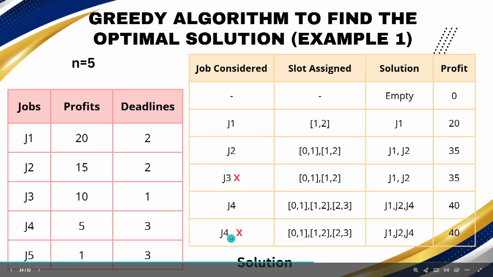So, when I take the fifth job here, you see the fifth job's deadline is 3 o'clock, but by 3 o'clock the machine is already occupied. So, we cannot have the fifth job in our schedule. So, altogether the schedule for this problem contains only 3 jobs, which are J2, J1 and J4, and the total profit earned is 40. So, this is how we get the optimal solution for the job sequencing problem by following the greedy approach.